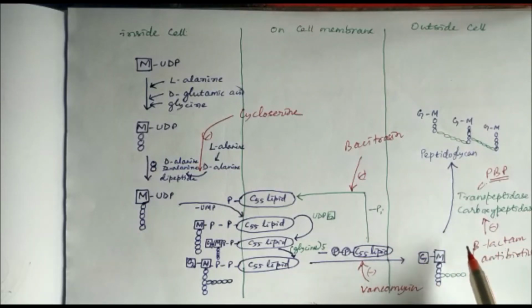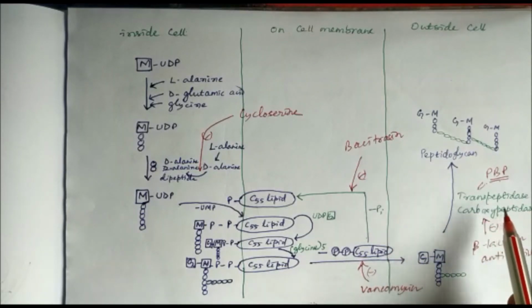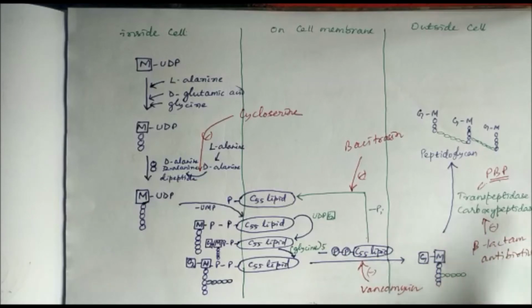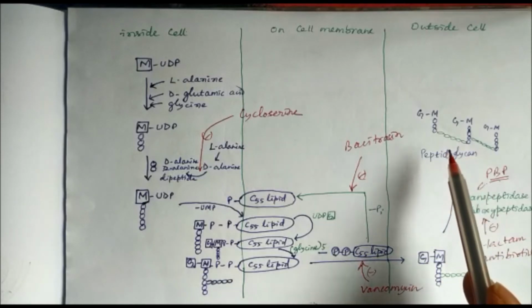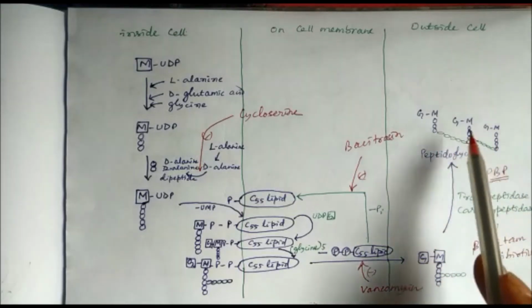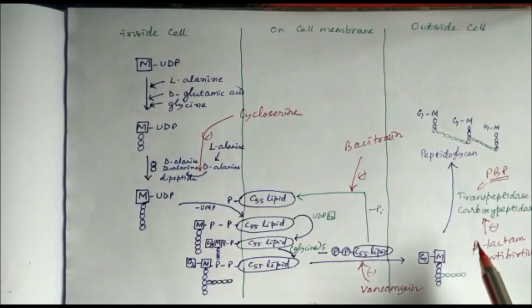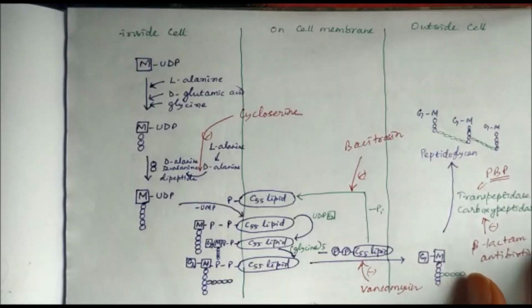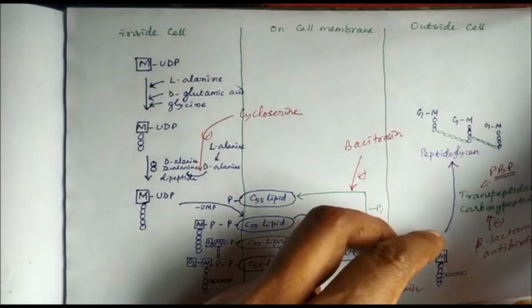So cephalosporins, by inhibiting transpeptidase and carboxypeptidase, inhibit the final step of peptidoglycan biosynthesis by inhibiting the cross-linking of the building block units of peptidoglycan. So this is your mechanism of action.